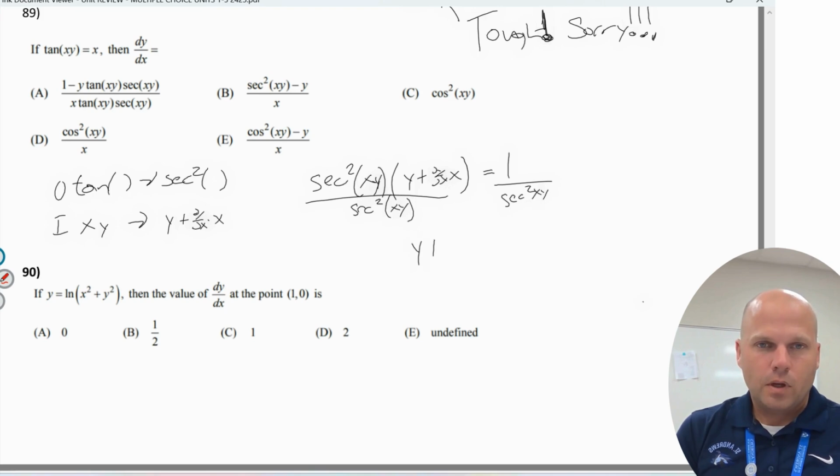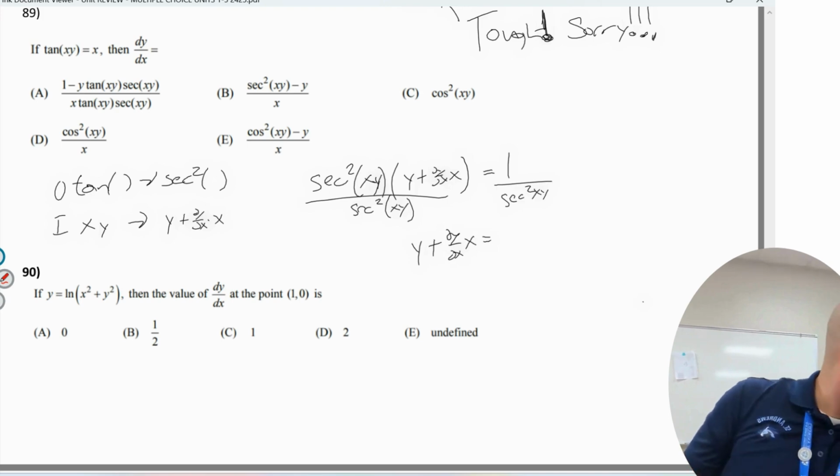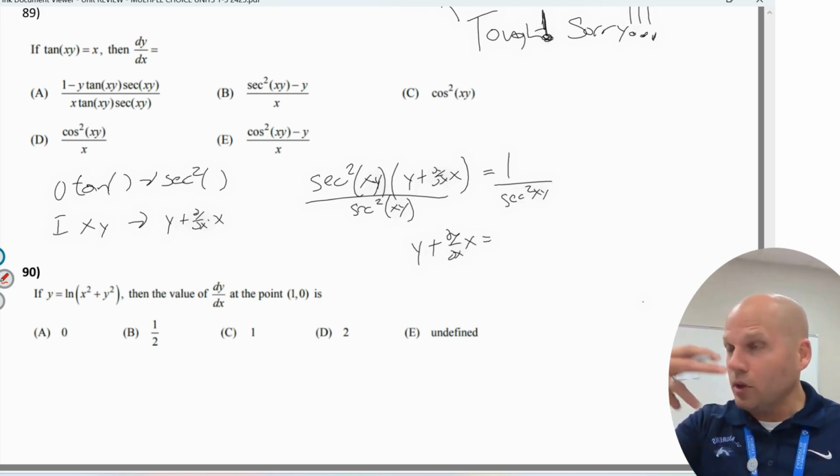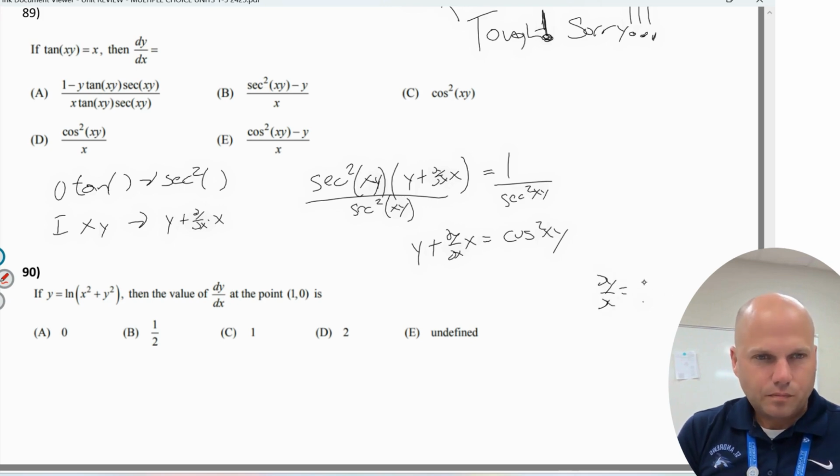Because I notice that there's these answers with cosine squared, and it's like that's a little indication. Excuse me. Reciprocal of secant squared is cosine squared. Boom. And then I'm going to subtract the y and divide by x. And I think I got my answer right there. Cosine squared xy minus y over x.